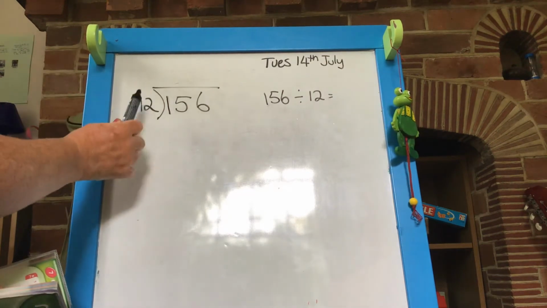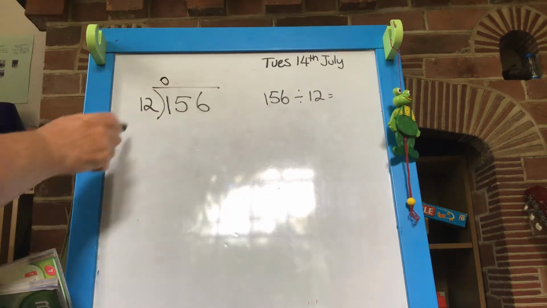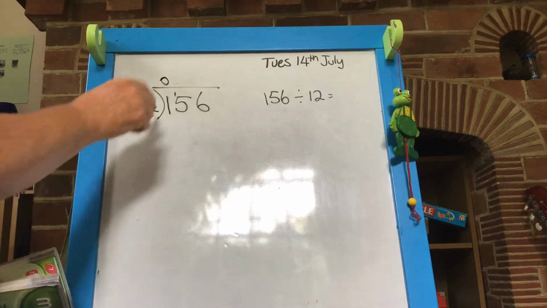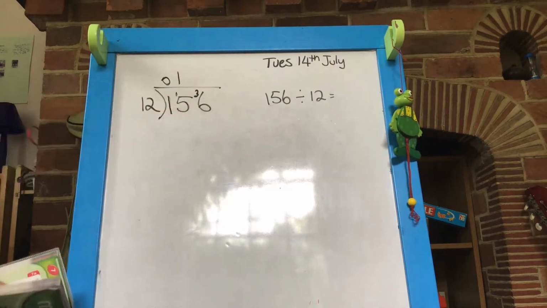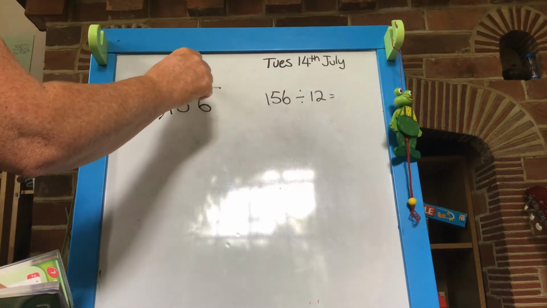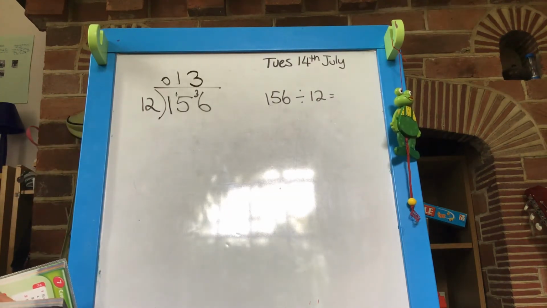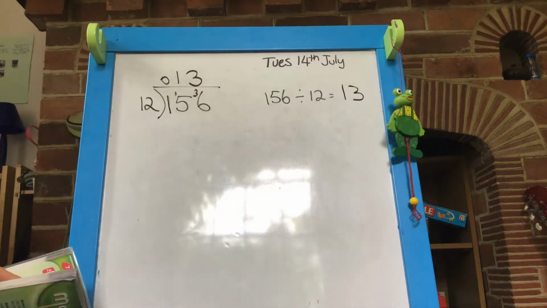So we would have to say, right, how many 12s are there in 1? There aren't any. So we haven't used the 1 yet, so we've got 15. How many 12s are in 15? Well, there's 1 12 in 15 with 3 remainder. How many 12s in 36? Well, there are 3 12s in 36 with no remainder. So our answer is 13. That is an appropriate method.